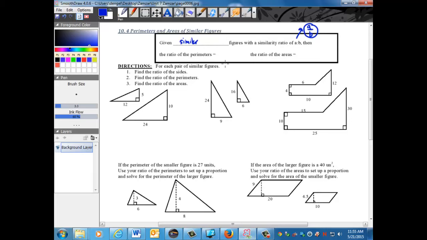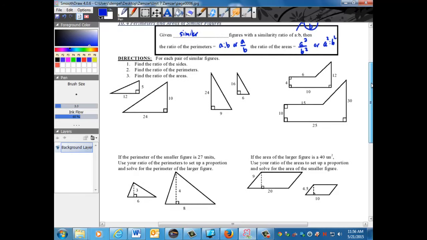Then the ratio of the perimeters are also going to be a to b, or a over b. However, what changes is that the ratio of the areas is going to be a squared over b squared, or we can show that as a squared to b squared.